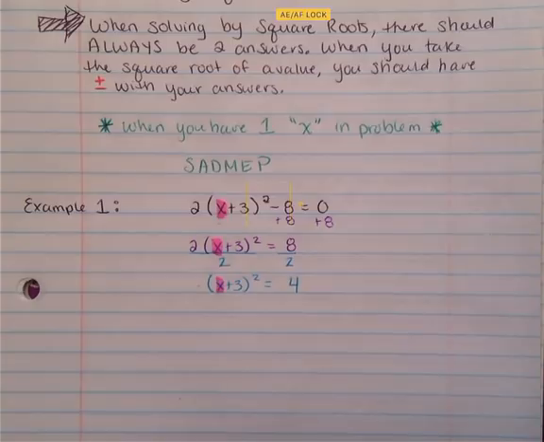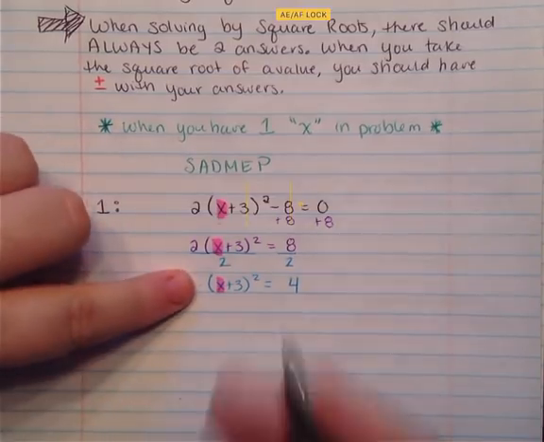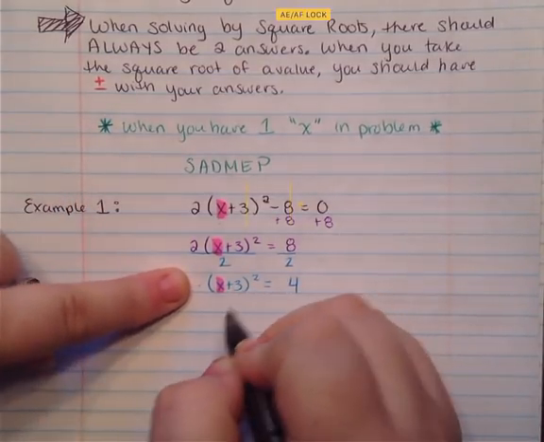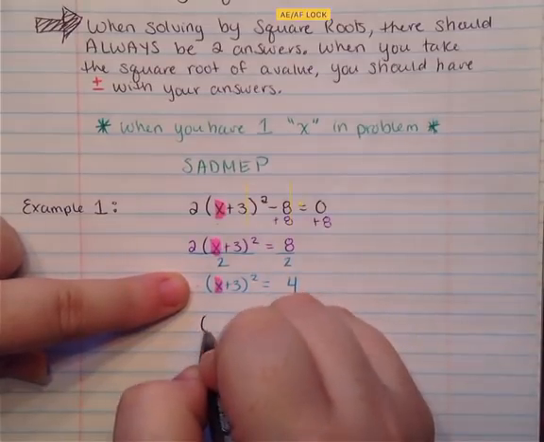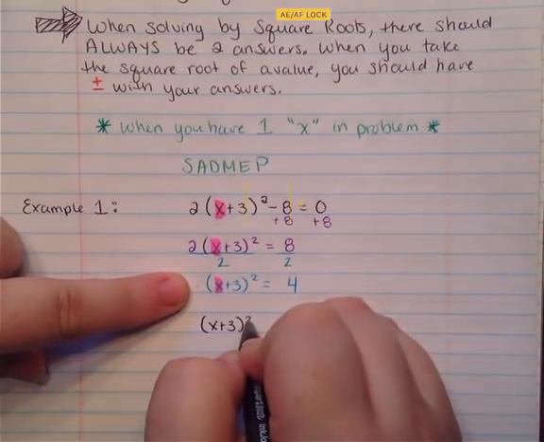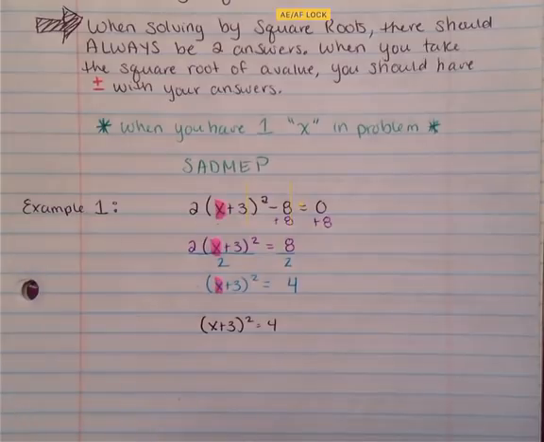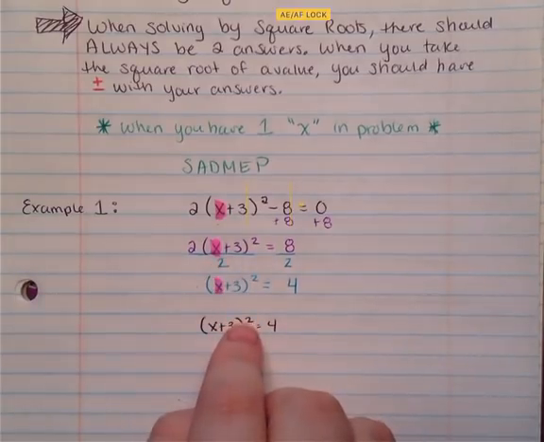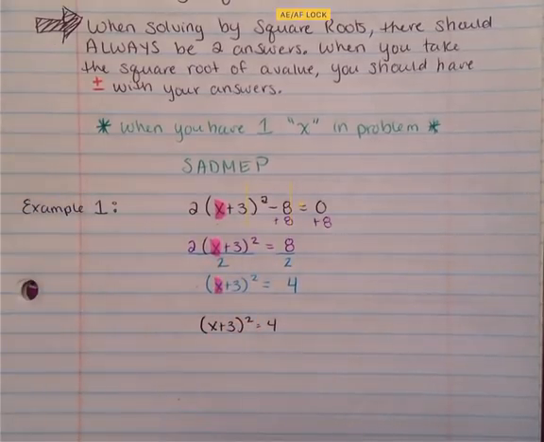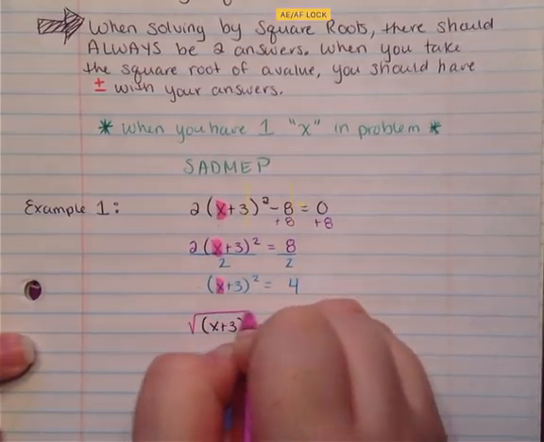So I'm going to rewrite this problem. I'm going to keep this in blue for a moment. I'm going to rewrite it down below it so I can see what we're going to do with the problem. X plus 3 squared equals 4. Because what we need to do is to get rid of the square, we have to take the square root of this problem.